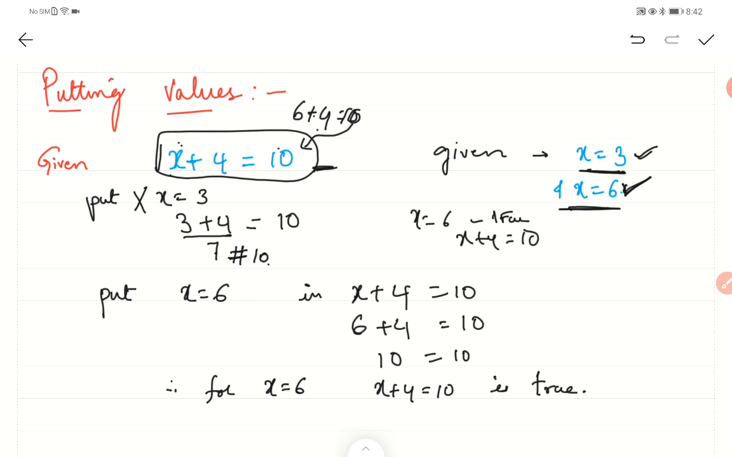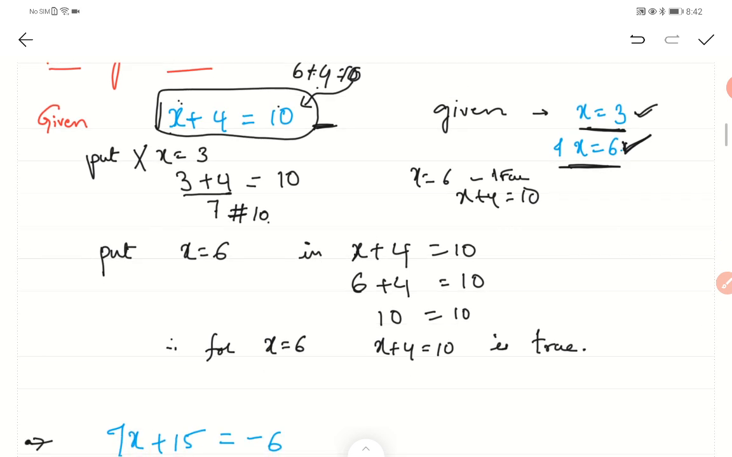Alright, so this is one type in which you are putting the value of x which is given in the question itself. And in your exercise problem it is mentioned specifically to find the value or solve the equation by trial and error method.